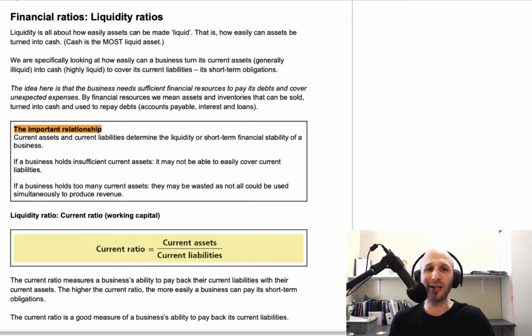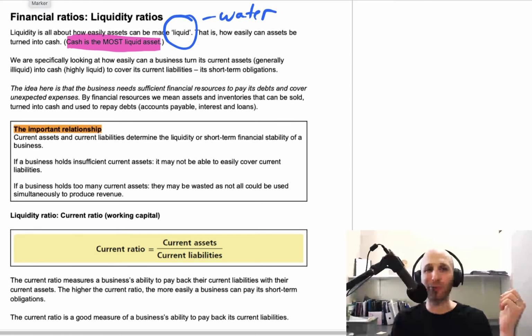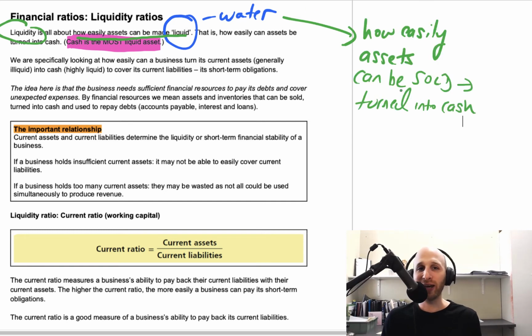If I'm thinking about liquid, then I am thinking about water. I am thinking about the asset that can move around the most easily. And cash, that's the asset that is most liquid. You don't have to sell something first. So if we look at this whole process of liquidity, what we are saying is liquidity is all about how easily assets can be made liquid. So what we're saying by that is not how easily can they be turned into water, but how easily can assets be sold and then turned into cash.